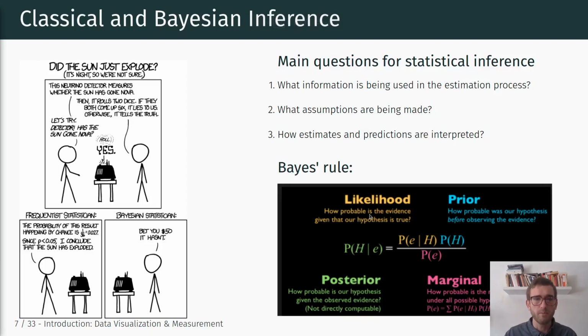of our data, so how probable it is to observe our data given that some null hypothesis was true, which is the focus of this classical or frequentist framework. We can take into account prior information. So how probable was our hypothesis before observing the actual evidence, right? And we can combine the likelihood and the prior to form our posterior, which is telling us how probable our hypothesis is given the observed evidence. Okay. We'll talk more in detail about how exactly this works and how we can integrate this prior information throughout the semester.